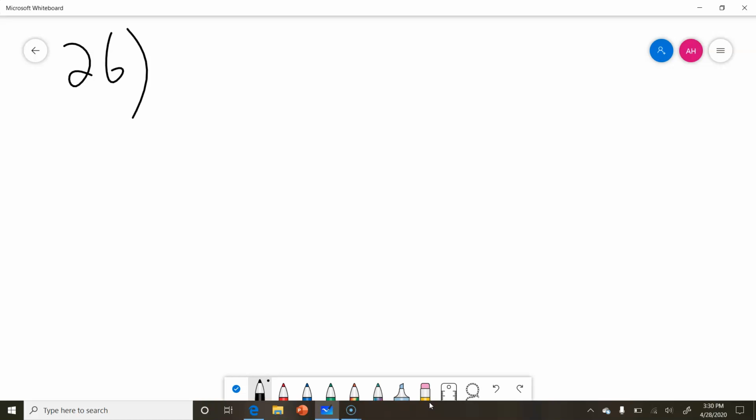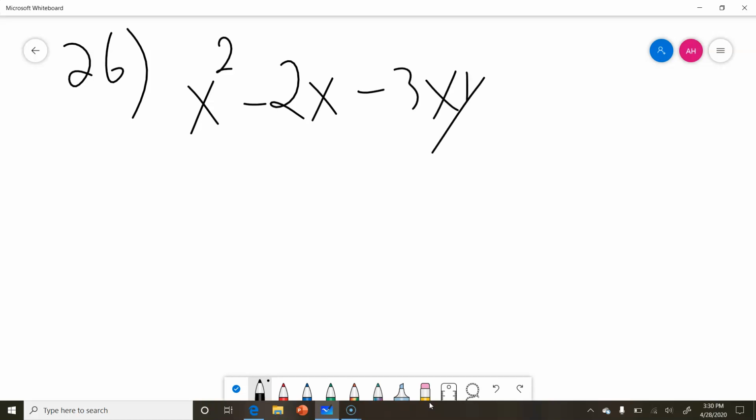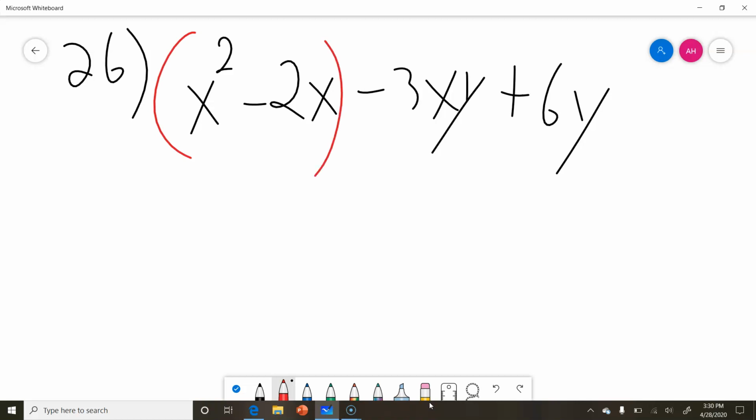Okay, so this will also be on the homework problem. So if you want to write this down and come back later: x squared minus 2x minus 3xy plus 6y. Now again, when it looks like this, it's not a trinomial anymore, so I have to do grouping. I group those guys together, right? Because it's a grouping problem. So I group these and put a plus sign in between.